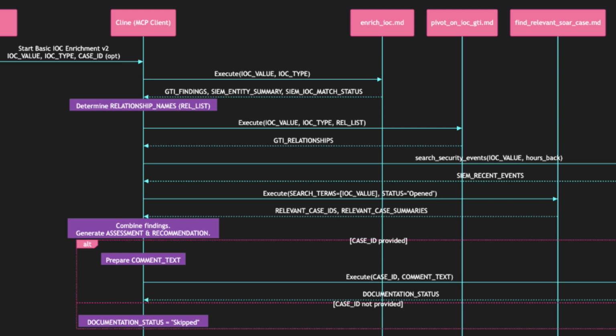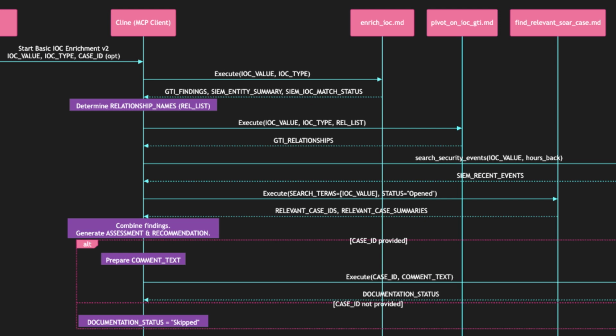This will respond with those relevant relationships from Google Threat Intelligence, and this information then gets passed back to the agent, where it will then construct the queries to search for recent SIEM events in SecOps. The agent will also query within the SOAR cases. This is the find relevant SOAR cases common step, where it will collect the case IDs, summaries, and current status.